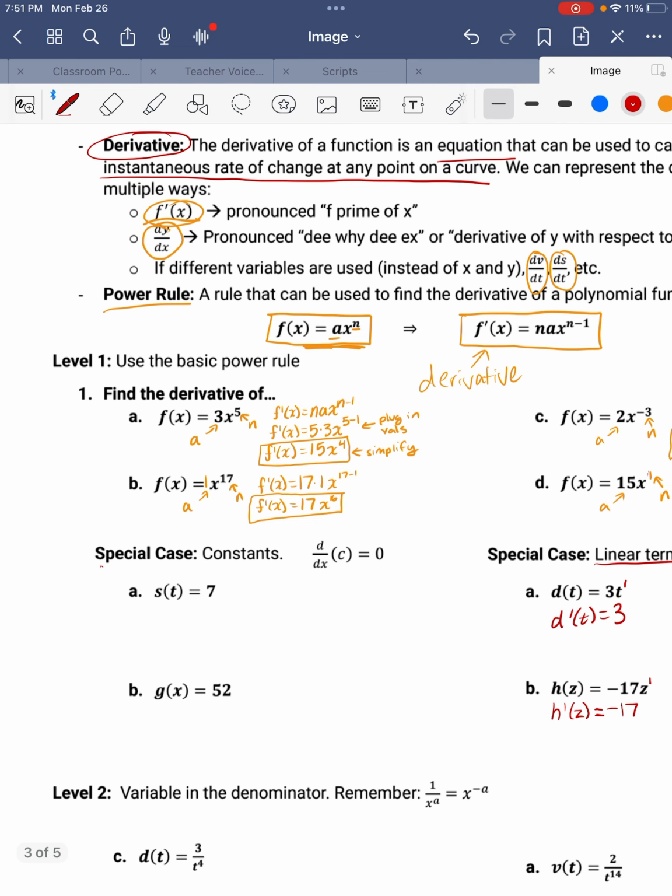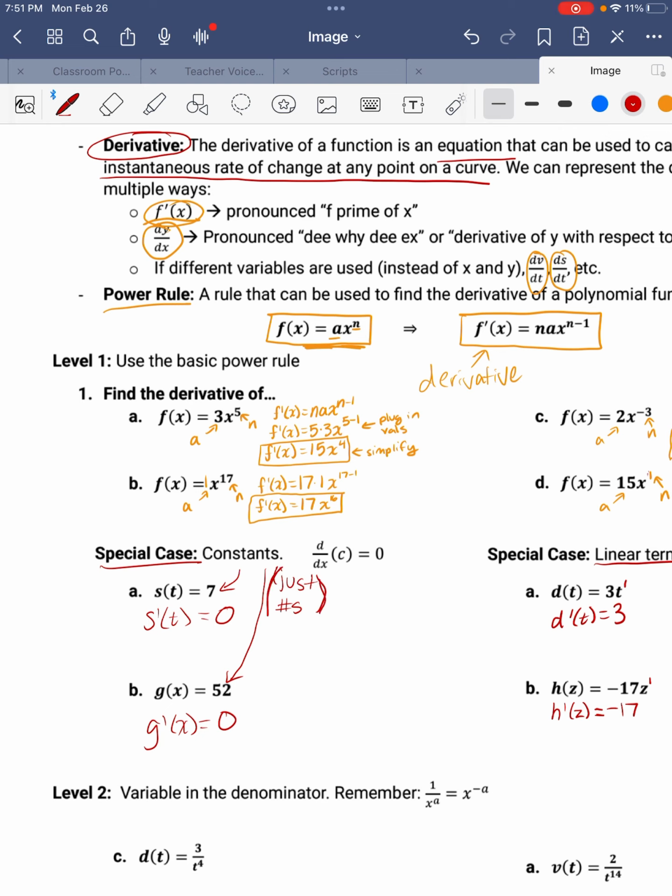Let's look at another special case, constants. This is whenever we have a function where it's just equal to a number. So anytime that is just equal to a number, the derivative is just going to be 0. So here, s prime of t equals 0. G prime of x equals 0. The reason is these are constant terms. This 7 and this 52, these are constants. They're just numbers.